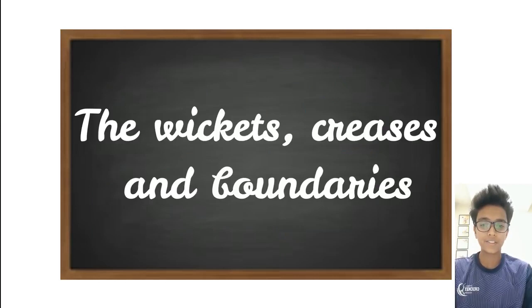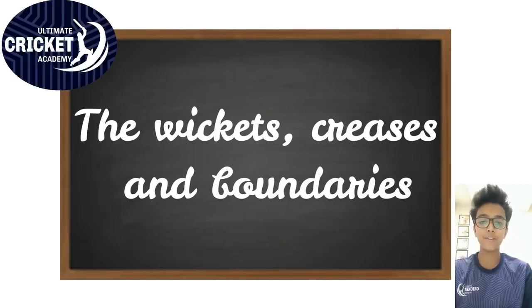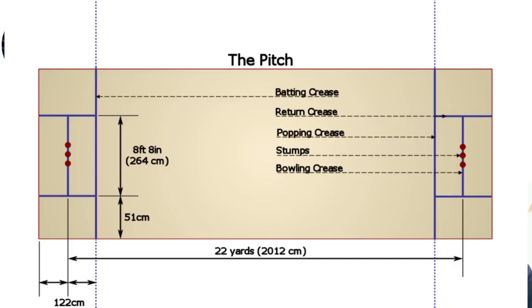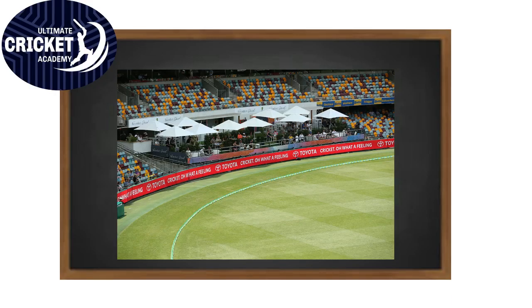The wickets, creases and boundaries. Before the toss and during the match, the umpires shall satisfy themselves that the wickets are properly pitched, the creases are correctly marked, and the boundary of the field of play complies with the requirements.